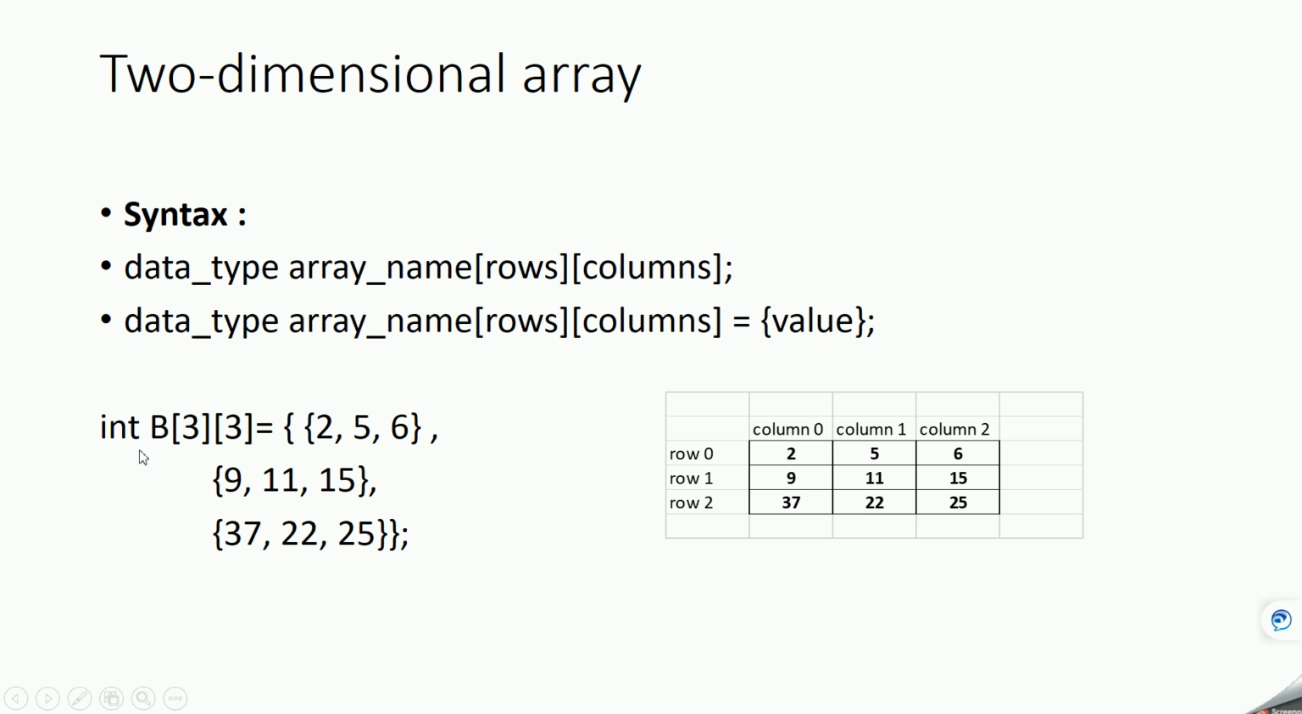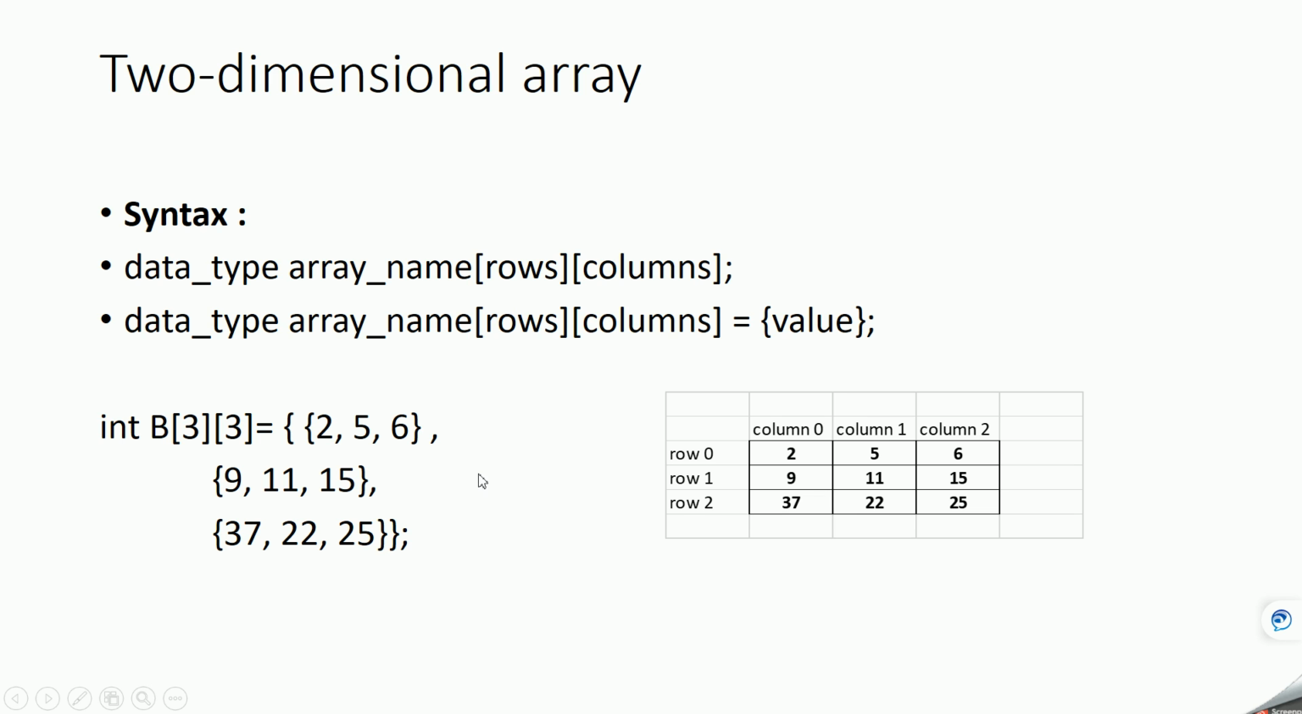In this case, B is an array, the row value is 3 and the column value is 3. So here the first is row and the second is column, and the values are 2, 5, 6, meaning the first row has 2, 5, 6, the second row has 9, 11, 15 and the third row has 37, 22 and 25. If you want to visualize this array in a tabular format, it will look like this.